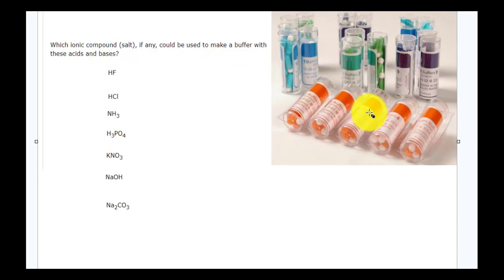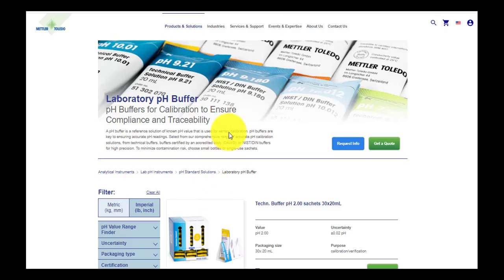And here's a picture of capsules that you can use to make buffers. Buffers are critical in chemistry. Need some buffers? This is where you could end up buying some. This is Mettler Toledo's site, and they make some of the world's best pH meters. And they also sell these little packets and solutions with very specific pHs.